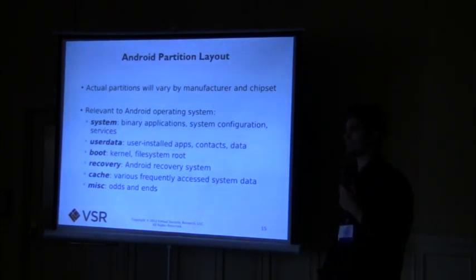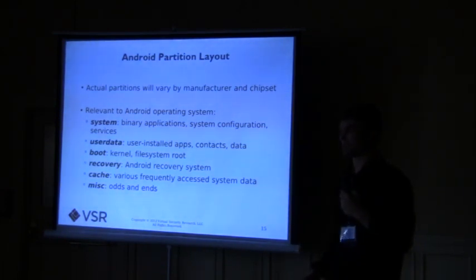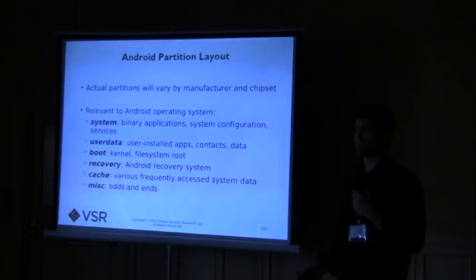You have your user data partition, which has all the juicy stuff: all your user-installed apps, your contacts, your data, basically anything that's mutable that was put on the phone by you after receiving it. You have your boot partition, which contains the kernel, and then the file system root, the RAM disk that represents the root of the file system with a number of other configuration-related things.